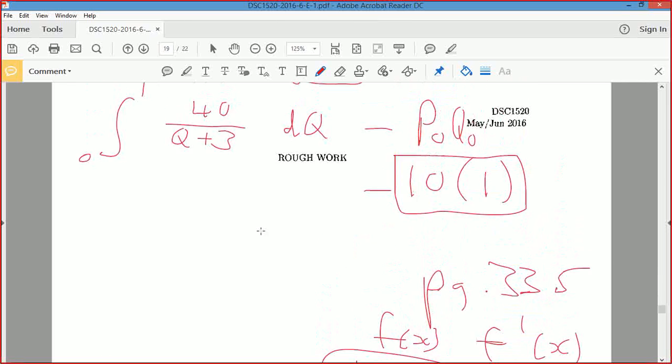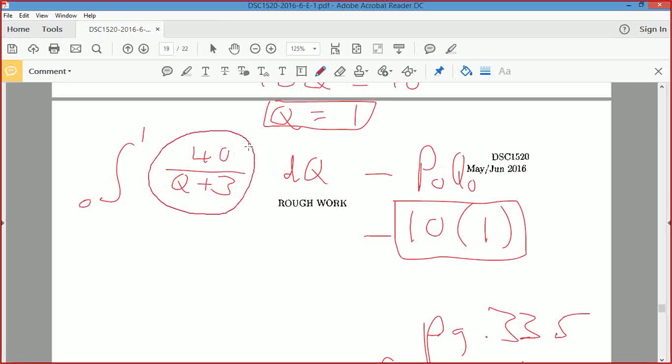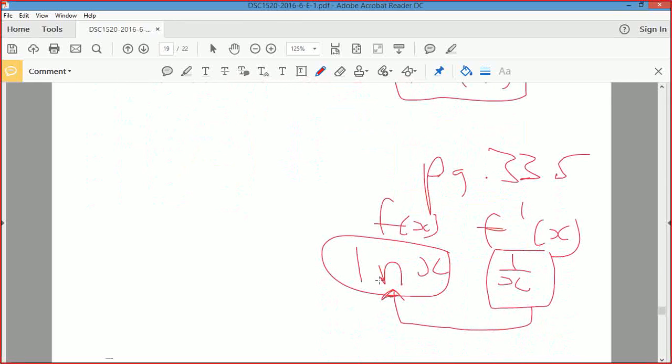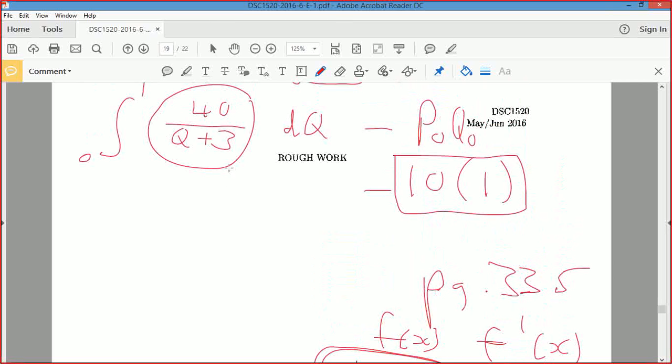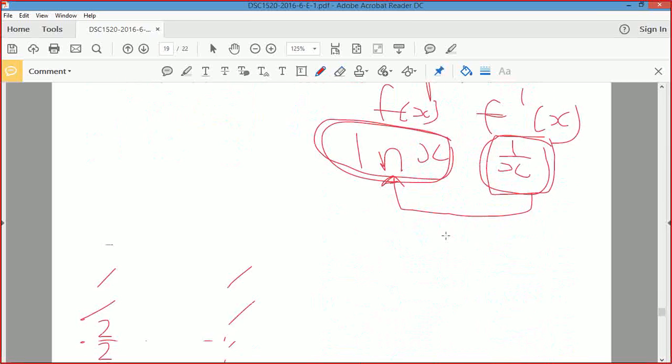Okay, so what do I have here? I have a number over q plus 3. So I'm moving back to that, ln x. So the integration of any number over x is going to be the 1 over q plus 3. Well, 1 over q plus 3, the integral would be ln x. Is that okay? Let me write that down here. It might make more sense. Okay, so let me write this down.